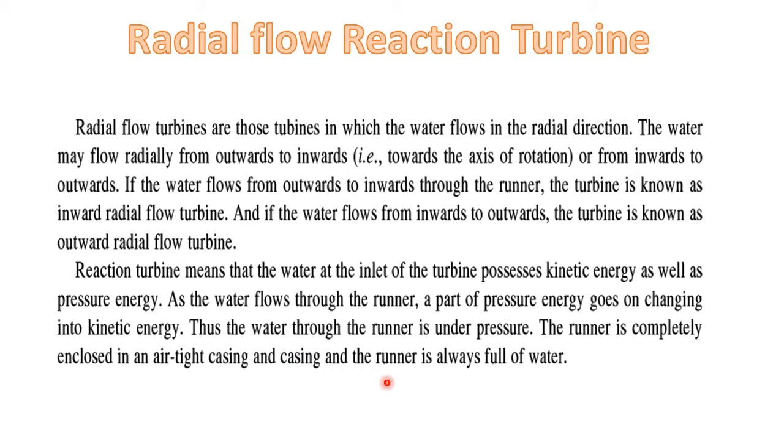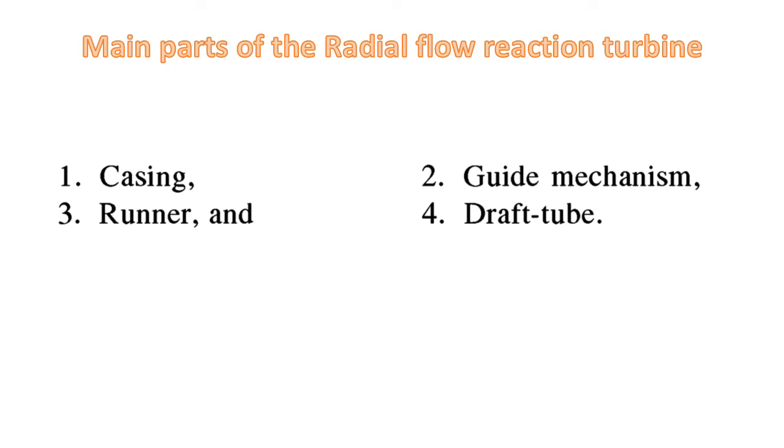The runner is completely enclosed in an airtight casing and the runner is always full of water. Main parts of the radial flow reaction turbine: first, casing; second, guide mechanism; third, runner; and fourth, draft tube.